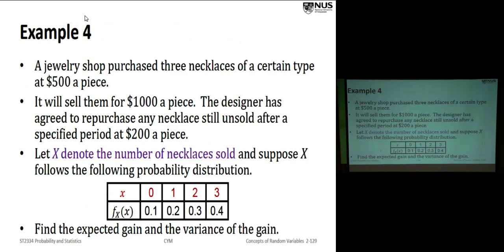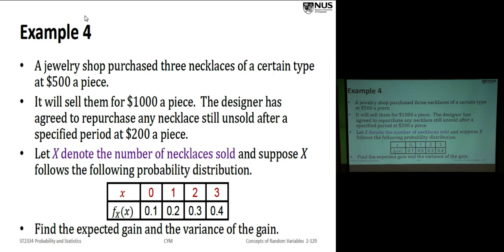Okay, example 4. I don't remember what example 1 was anymore, but anyway, let's have a look at it. You have a jewelry shop, and they purchase 3 necklaces of a certain type at $500 a piece. They're going to sell them for $1,000 a piece, and the designer will buy back anything which is unsold at $200 per piece. Now let's denote by x the number of necklaces sold, and we suppose that x has the following probability distribution.